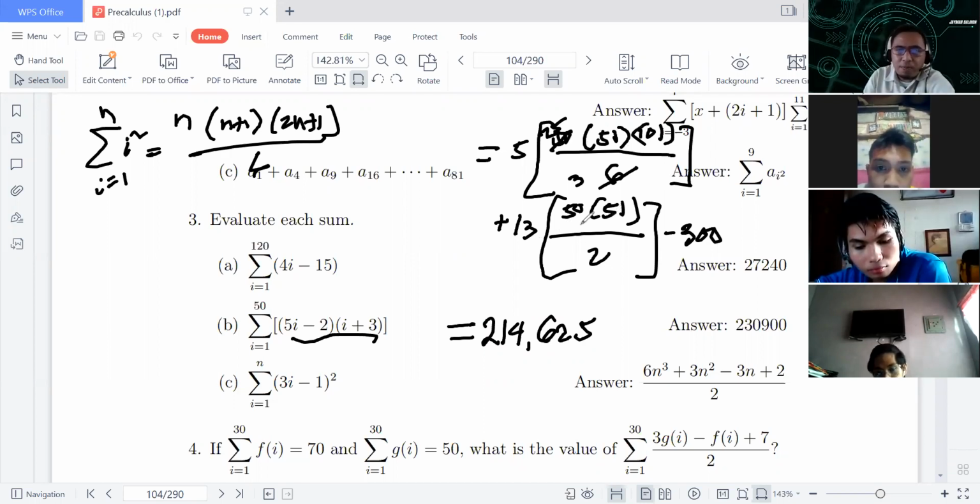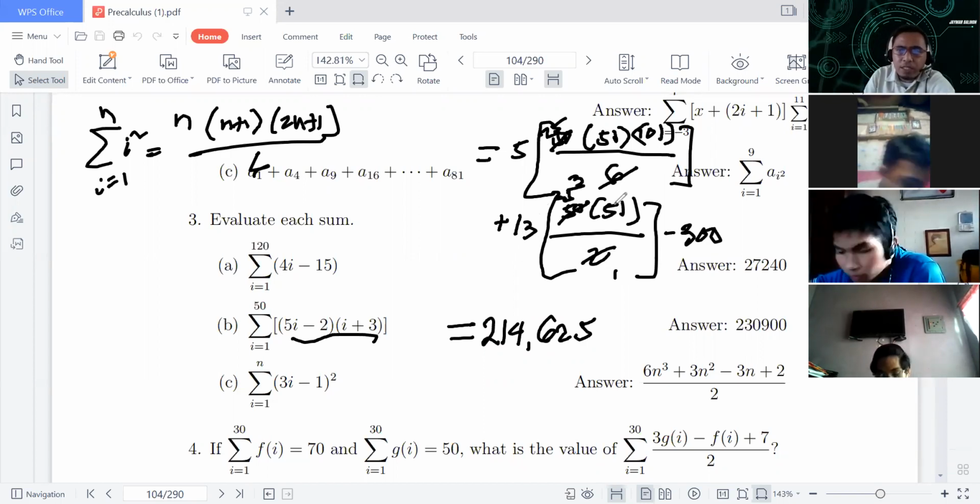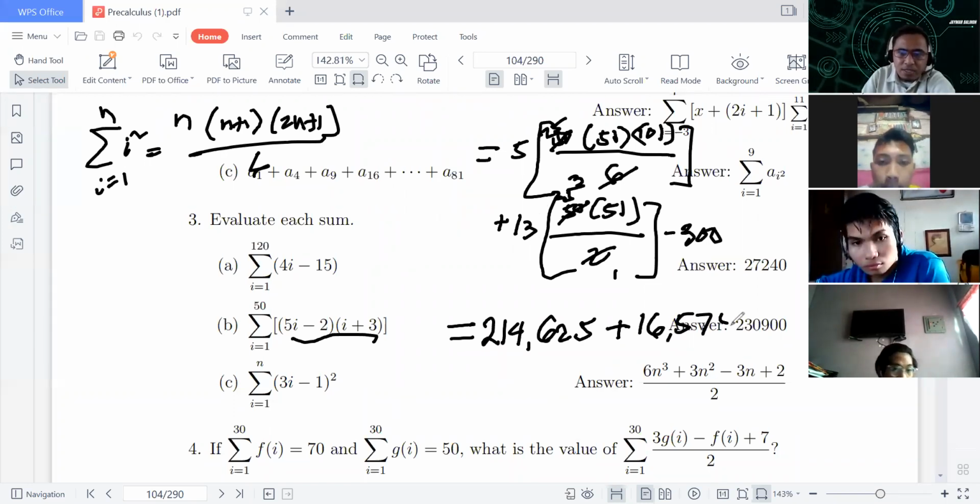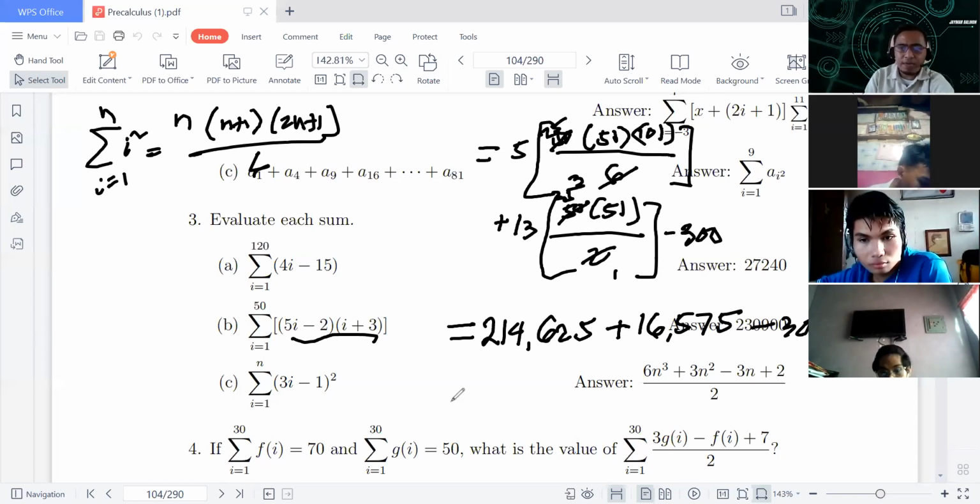How about the second part? This one can be reduced, it will be 25. So can you multiply 13 times 25 times 51? What's the answer? 16,575, sir. Again, repeat. 16,575 and minus 300, right? Try to subtract 300. What is the answer? It should be the same with this.